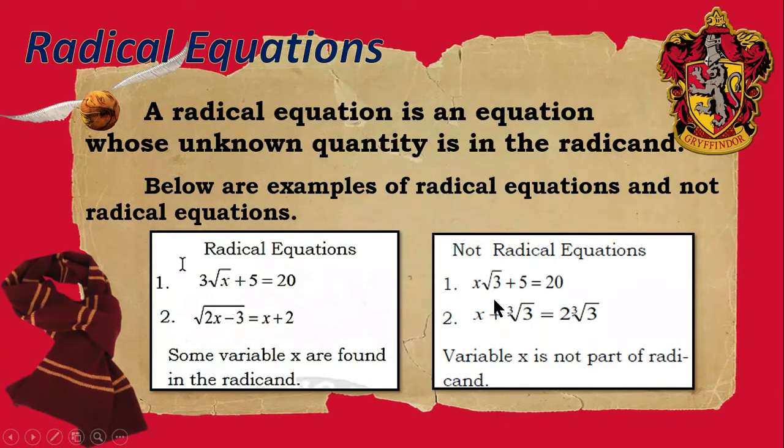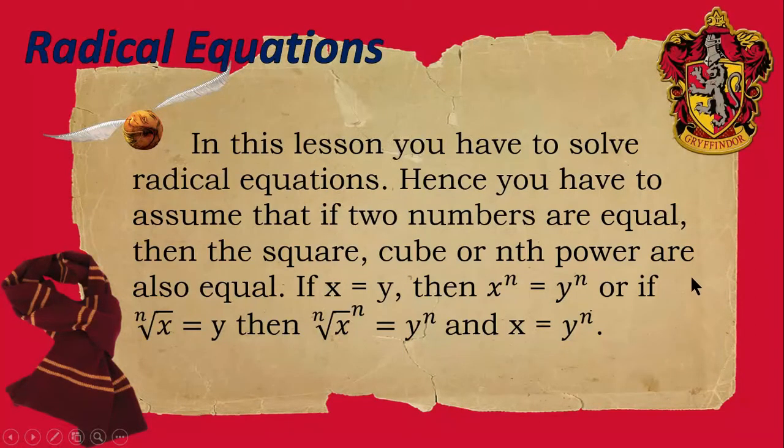The following are not radical equations, where the variable is not inside the radical sign. It should be inside. In our example, x square root of 3 plus 5 equals 20, the x is outside the radical. So in order for it to be a radical equation, the variable should be inside the radical sign. Understood? Okay, so let's proceed to our lesson.